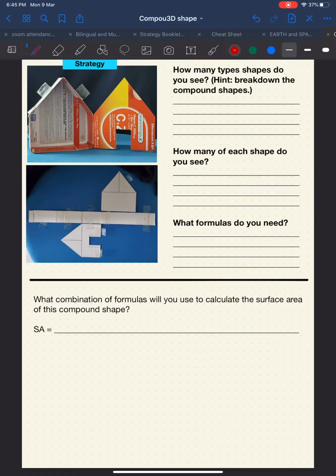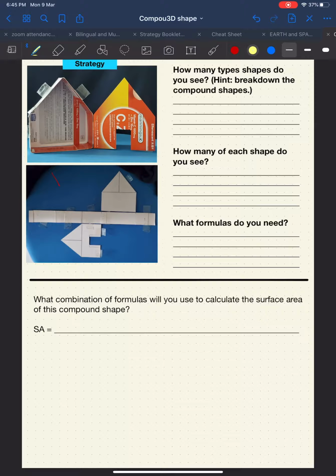Okay, so this is how you solve the compound 3D shape problem. As you know, I made a 3D shape and you can see that if you open the net, you will see two different shapes. Actually, you can say that it's a pentagon and a long rectangle, or we can break the pentagon down. Remember, pentagon is five sides.